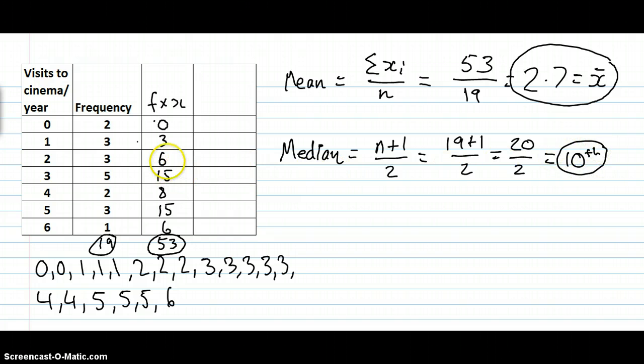Now this table makes that job a lot easier, but first I have to add in a new column here. I have to add in a cumulative frequency column. So in this column I'm going to add up all the frequencies as they occur.